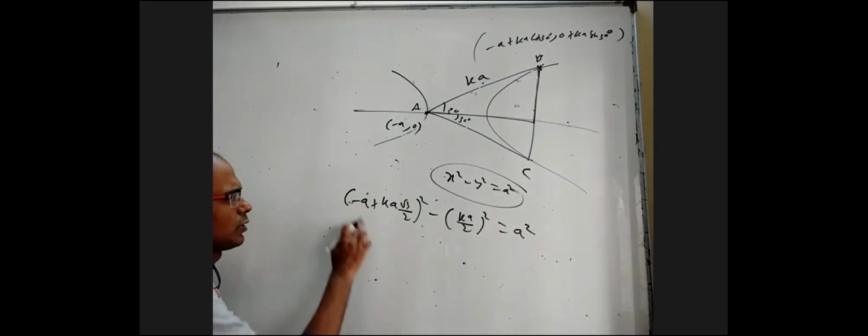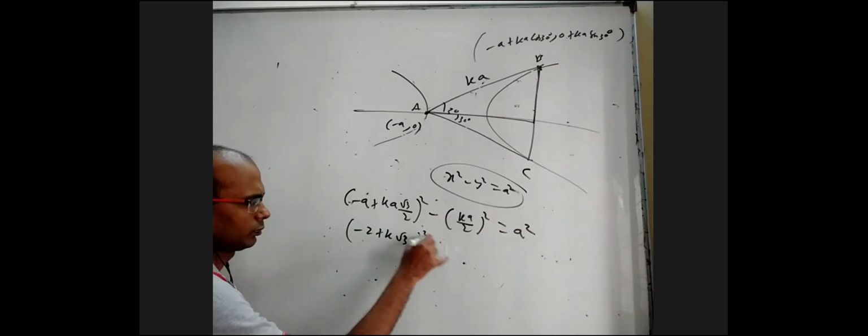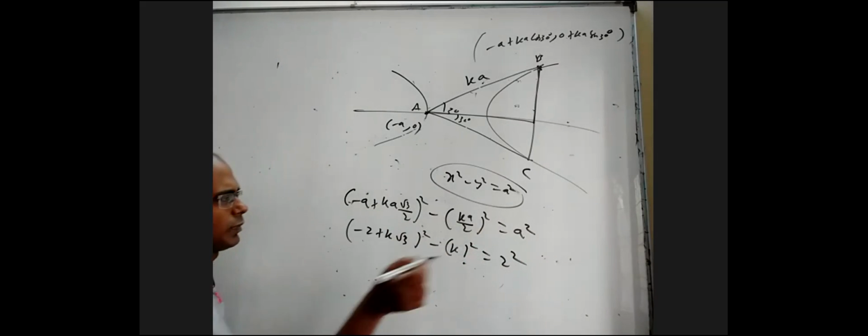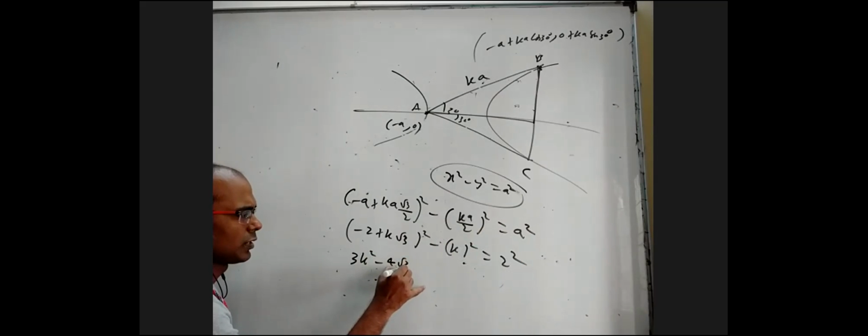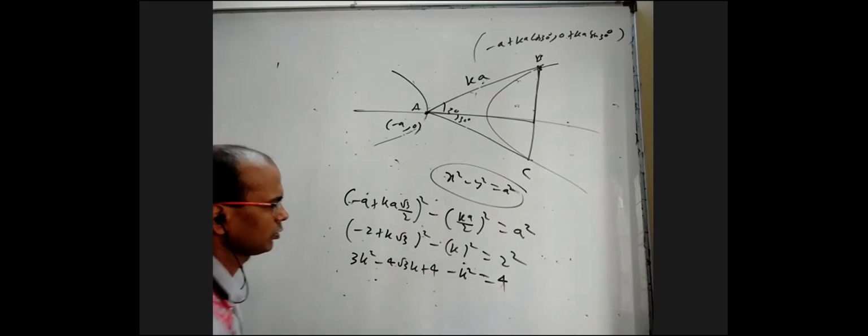Okay, everywhere a square will go. I can take LCM also. I'll get minus 2 plus k root 3 whole square minus k whole square equal to 2 square. And I multiply 2 square everywhere. 3k square minus 4 root 3k plus 4 minus k square equal to 4.